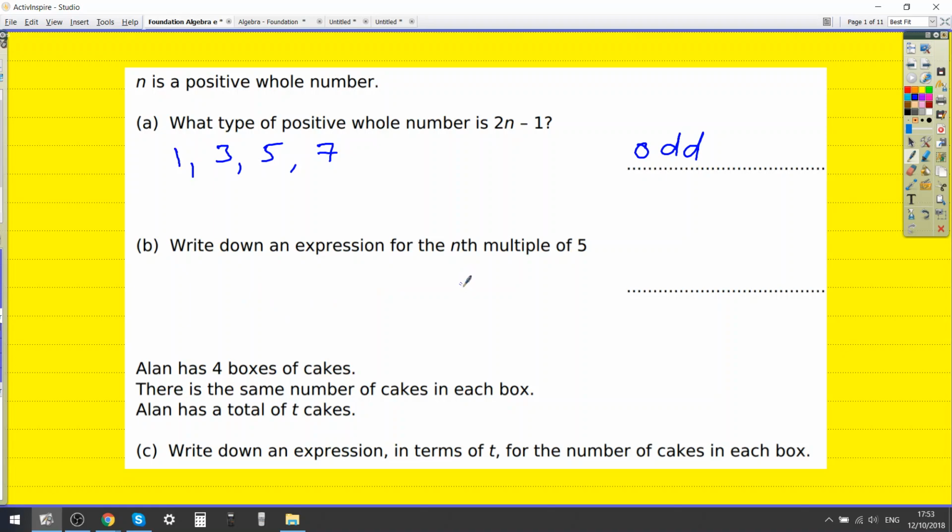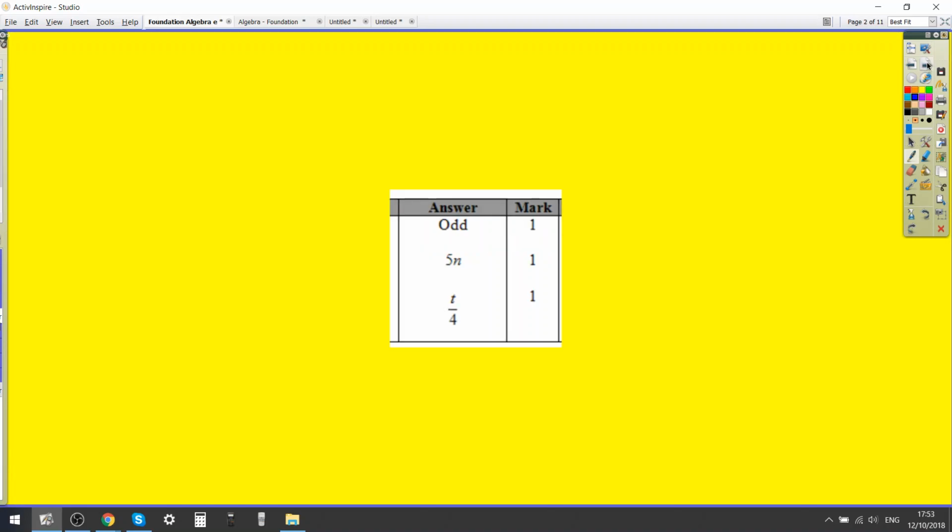Okay, how about B? Write down an expression for the nth multiple of 5. Does it mean by the sequence above? No, totally separate. So write down an expression for the nth multiple of 5. What, just 5n? Yeah, 5n. That's what it means. 5 times n.